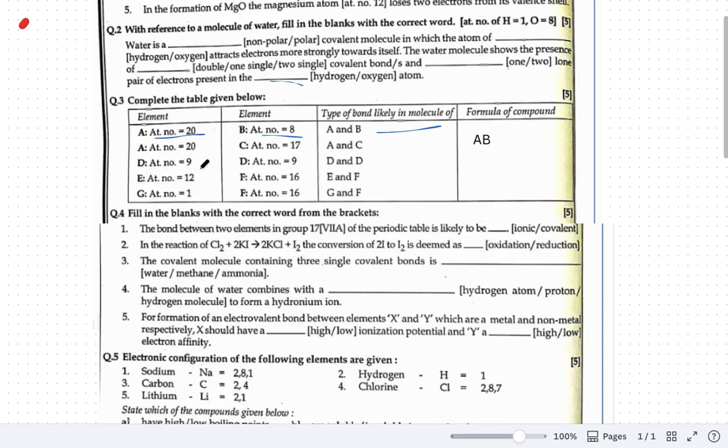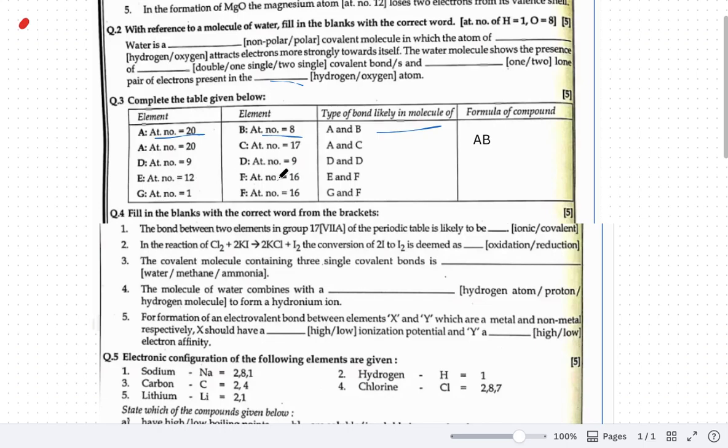Now the next one is atomic number 9 and atomic number 9. That means it is the same element. It will form D2, just like we have Cl2, we have Br2. Both of them are 2, 7 and 2, 7, the same electronic configuration. It is going to form a single covalent bond.